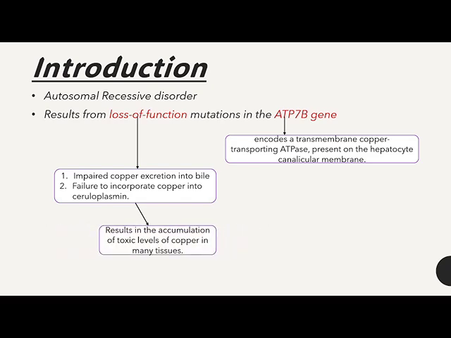What does it do? It results in the accumulation of toxic levels of copper in many tissues. That could be the liver, or it could be the brain, as well as the eye. Next, we see the pathogenesis of Wilson disease.